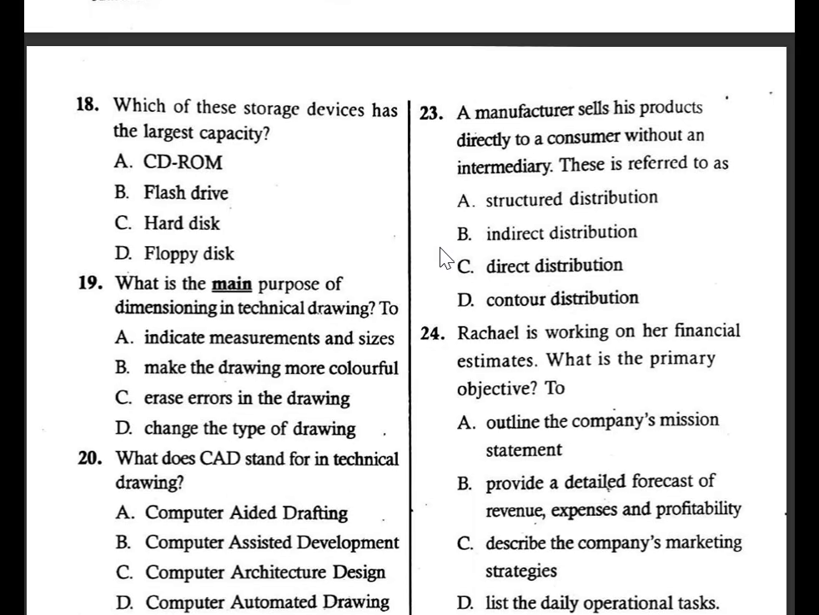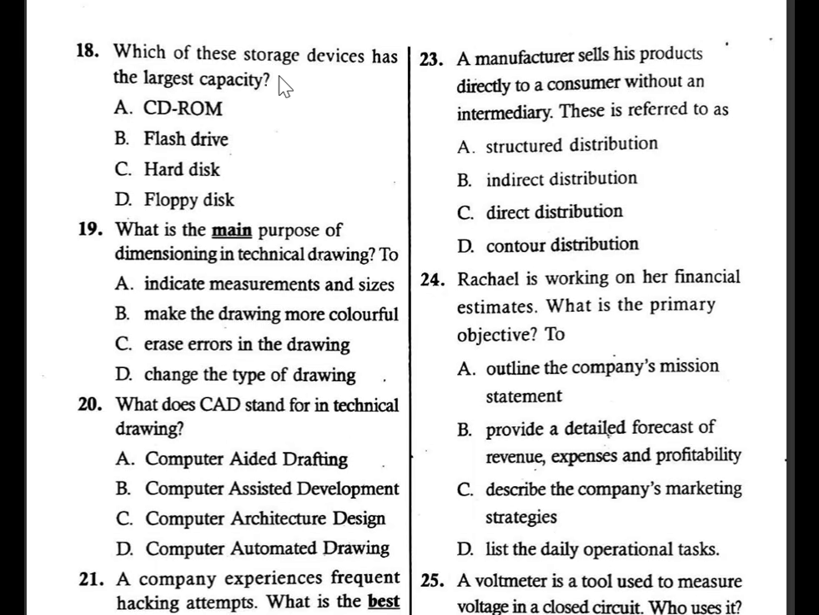Continue to question number 18. Which of these storage devices has the largest capacity? Which one here has the largest capacity? A, CD-ROM, B, flash drive, C, hard disk, D, floppy disk. Starting with A, CD-ROM, this one is limited to around 1 GB. So this one is the smallest. If you go to flash drive, the common ones start from maybe 2 GB all the way to 256. This one is also not big. Floppy disk is also not big. And therefore the largest capacity, we call them hard disk.